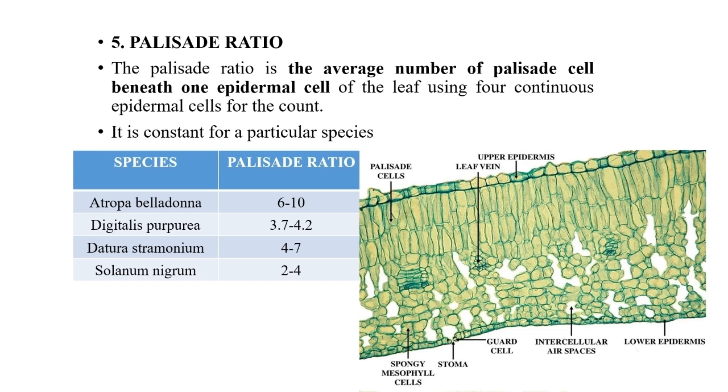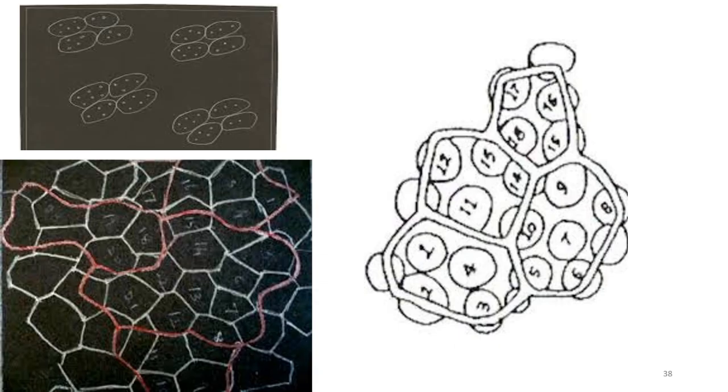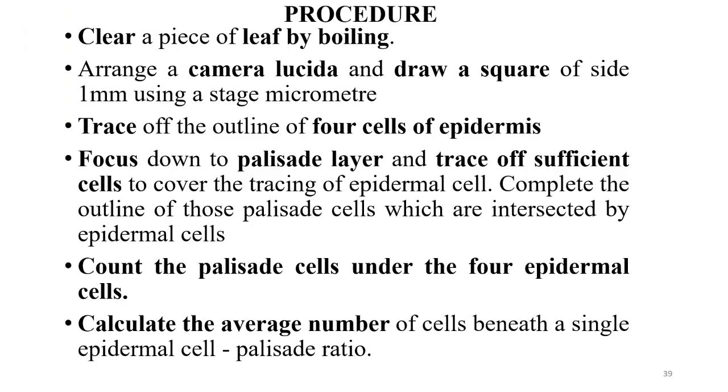So this also we can calculate by using camera lucida. There are different types of leaves and they have different palisade ratios. So this is how we have to count 4 continuous epidermal cells, and beneath each epidermal cell we have to count the palisade cells also.